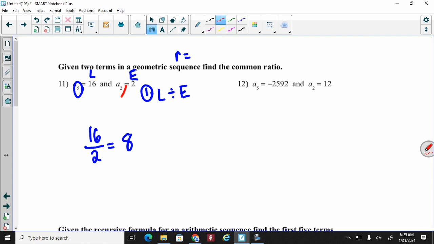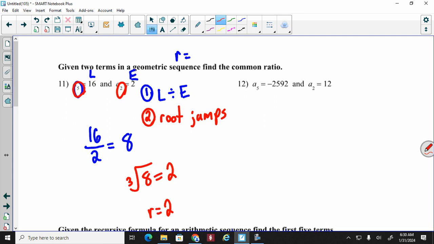Okay, so again, looking at this, this is the second term, this is the fifth term. That means I had 3 jumps. So remember, you root by the jumps. So that is the third root of 8, which means it's 2. So r is equal to 2 in this case.